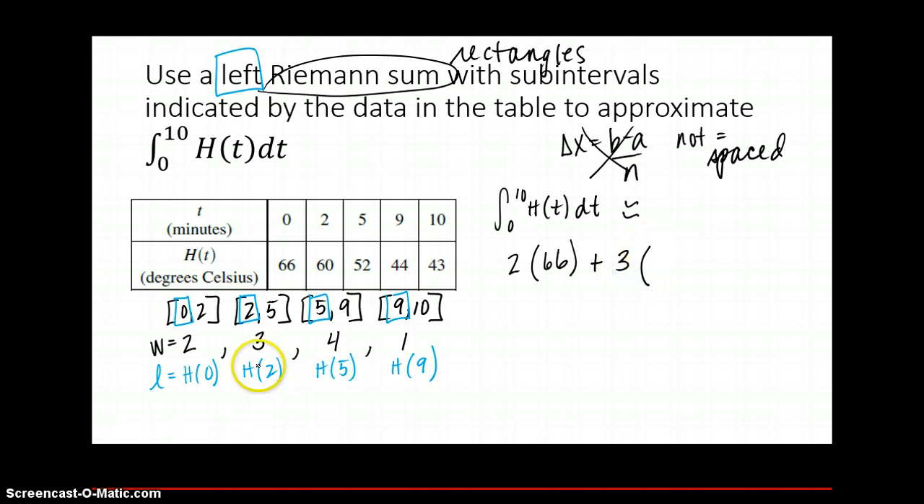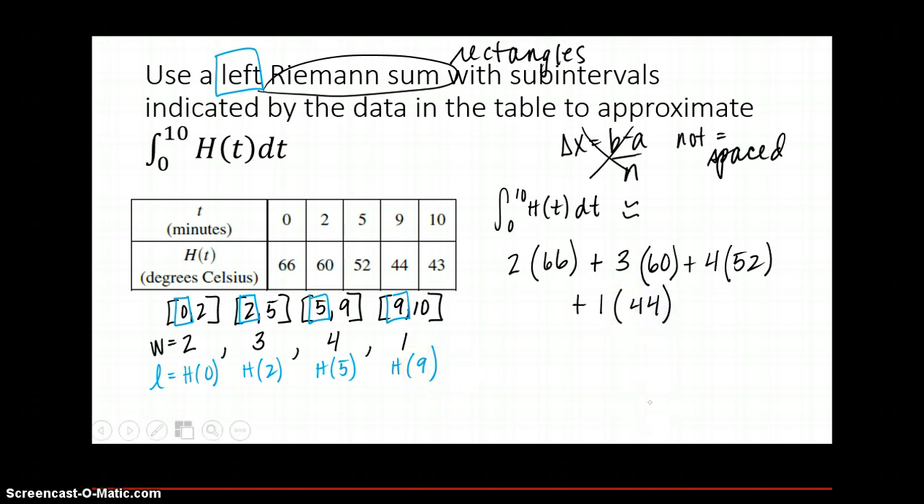My next interval has a width of 3. I get the y value, the height, the length of the rectangle, whatever we want to call it, from h of 2 on the chart. My next interval has a width of 4 units. h of 5 is 52. And then my last interval has a width of 1. And the y value, the height of the rectangle, comes from h of 9.